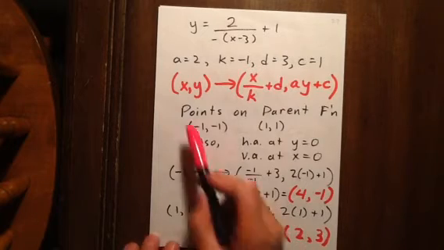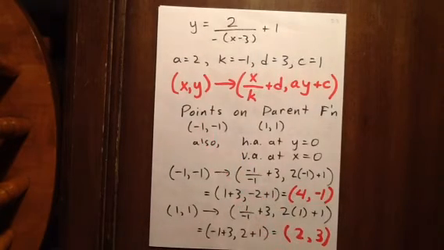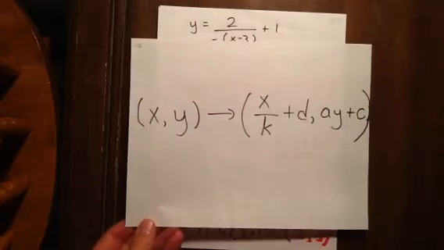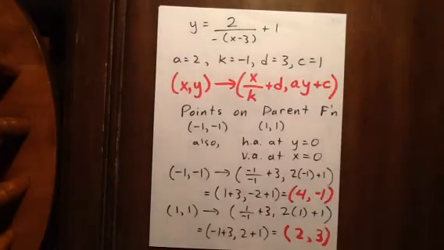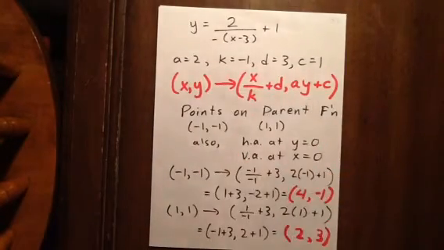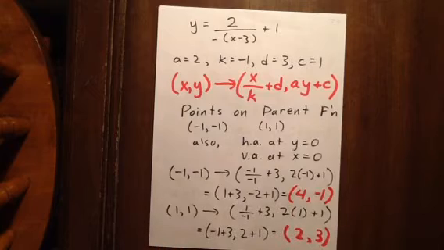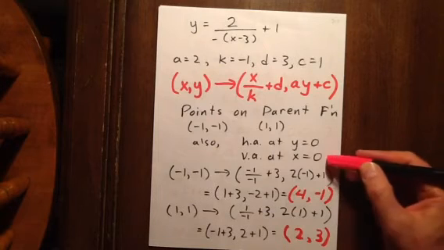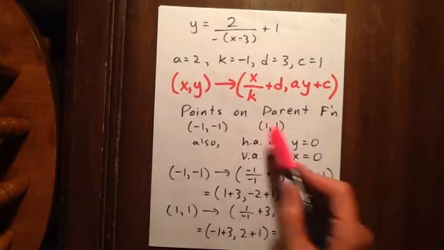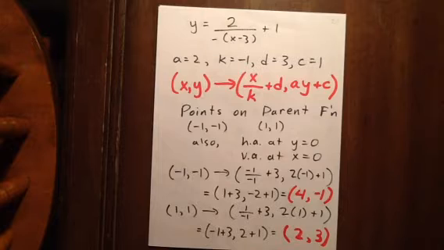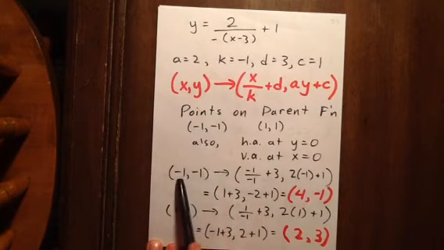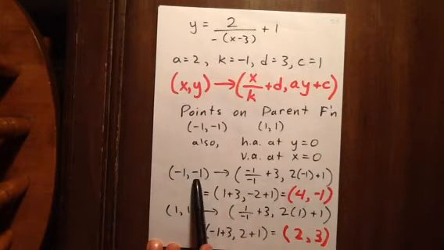Well, we remember our mapping formula, our really important page from the first half of our lesson. Now we know 2 key points on our parent function: (-1, -1) and (1, 1). And we also need to remember that our parent function has a horizontal asymptote at y equals 0 and a vertical asymptote at x equals 0. So these 4 pieces of information are key. What we're going to do first is figure out the image of the point (-1, -1).